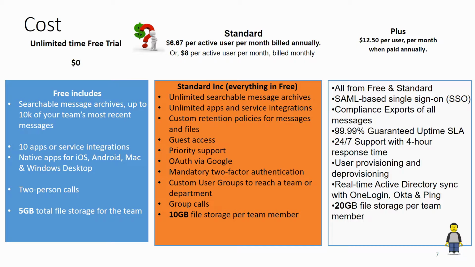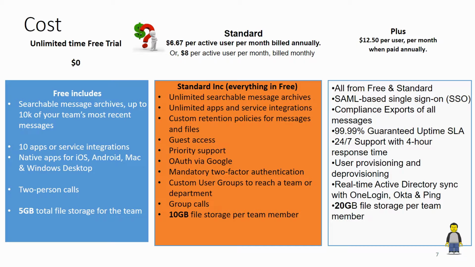Now for standard, which is billed at around $6.67 per active user per month, which is billed annually, or $8 per user per month billed monthly, there's the standard solution, which includes everything from the free solution, with the additionals. Unlimited searchable message archives, unlimited apps and service integrations, custom retention policies for messages and files. Very good if you're in a retention hold solution and you need to get hold of legacy information or an employee leaves and you just see what they've been doing. Guest access, priority support, OAuth via Google, and a mandatory 2-factor authentication. Custom user groups to reach a team or department, group calls, and 10 gigabytes of file storage per team member.